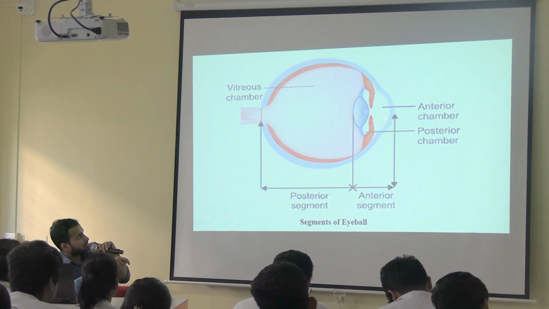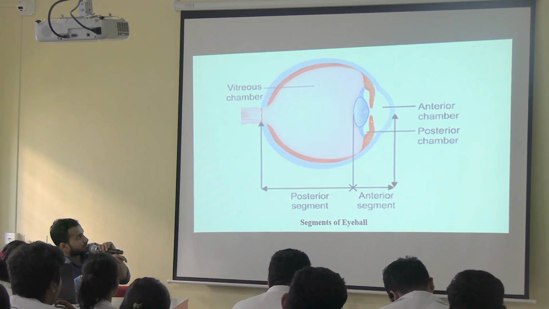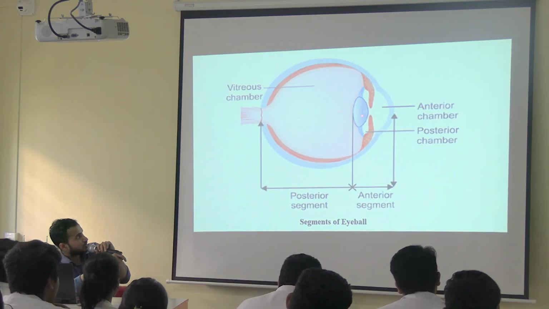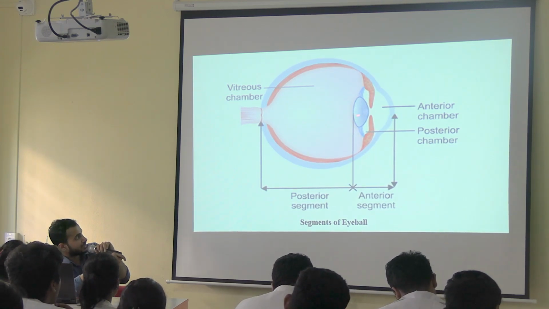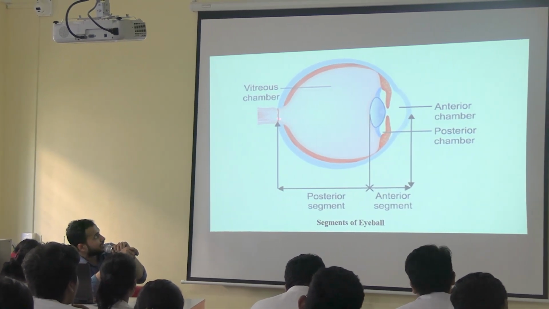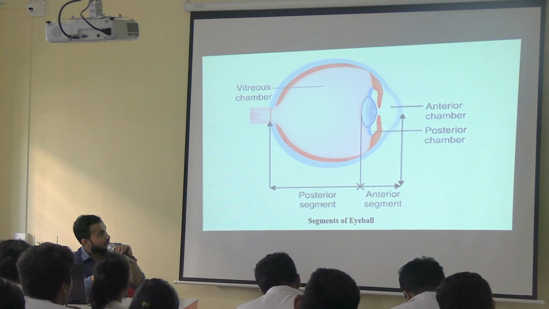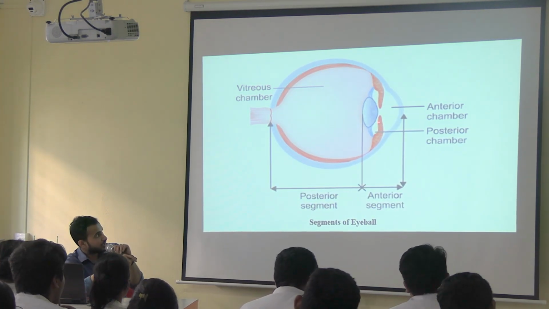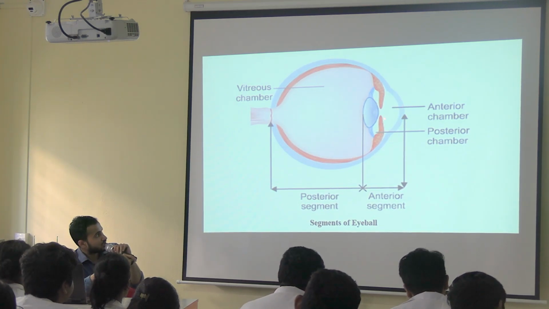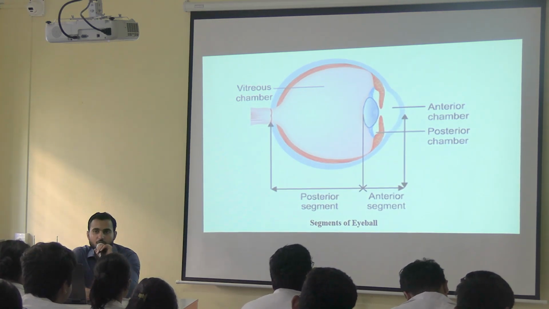Look here. So this is the structure of the eyeball, where you can see this is the posterior segment and this is the anterior segment. The anterior segment extends from the anterior aspect of the cornea to the posterior aspect of the lens. This entire part is the anterior segment, and from the posterior aspect of the lens up to the part where the optic nerve comes out, this is the posterior segment, right? In the anterior segment, it is divided into two chambers. This is the anterior chamber, in between the cornea and the iris. Next, in between the iris and the anterior aspect of the lens, this is the posterior chamber.